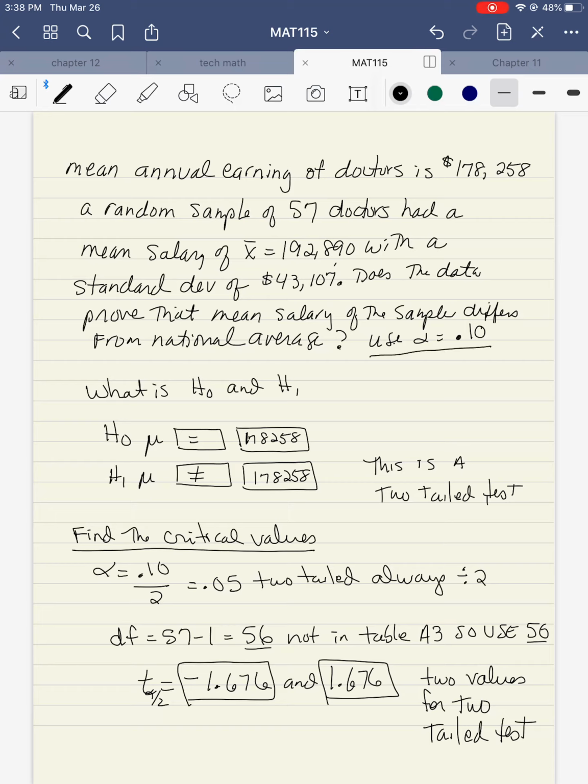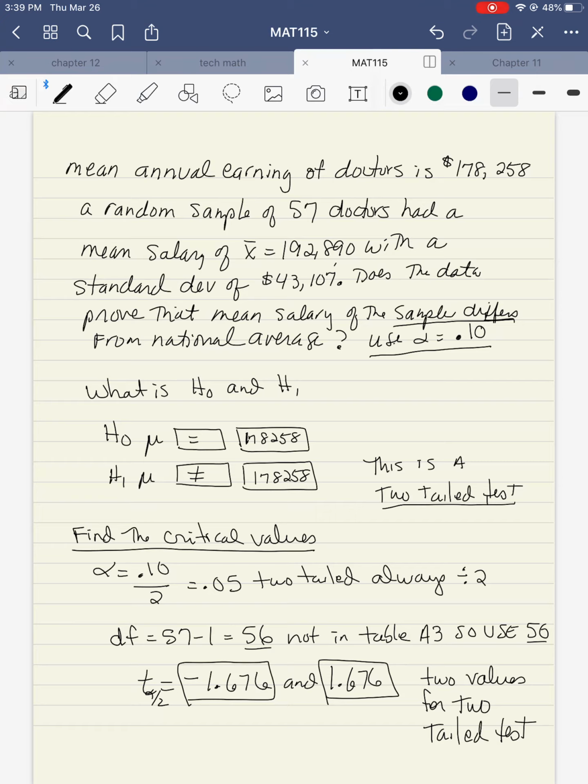First thing I have to do is identify H0 and H1. H0 is always equal, so in this particular case, the mean is going to be equal to 178,258. The next one is the alternative. This is a not equal because I am trying to see if the data suggests that it's different. The sample is different. So different means does not equal. If it was less than, it would say the salary was less than, or it would say the salary is greater than. But this says it's different, so it's a not equal. And it's not equal to, again, the same salary, 178,258. This is a two-tailed test.